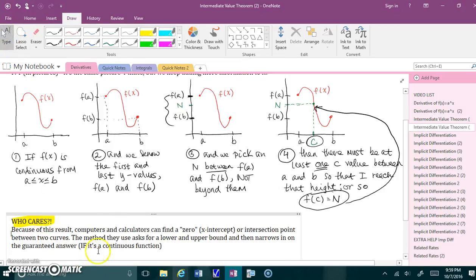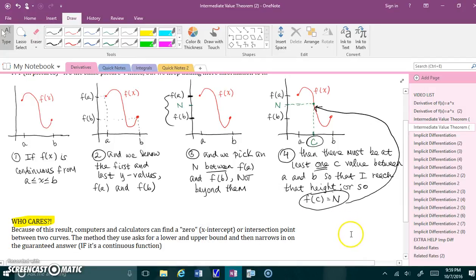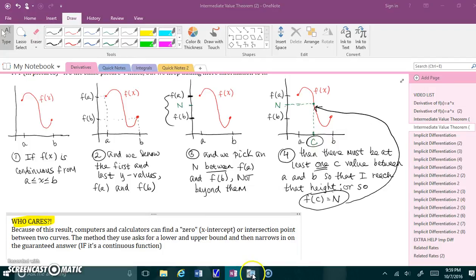And one of the reasons is because of the intermediate value theorem, computers and calculators can find a zero or an x-intercept or an intersection point between two curves. The method that your calculator uses asks for a lower and upper bound, and it narrows in on the guaranteed answer or the guaranteed c value, only if it's continuous. So jot that down and let me show you on the calculator here.